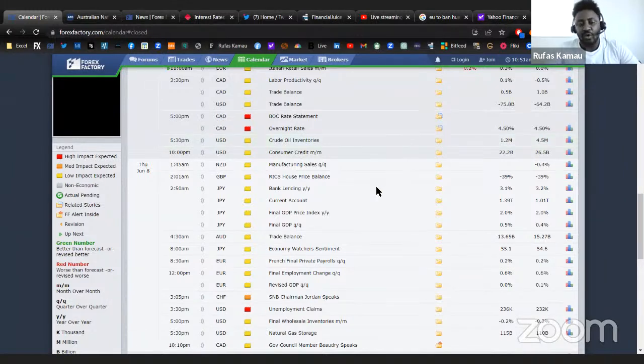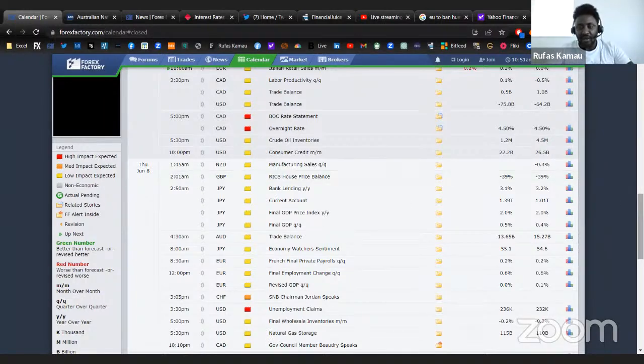And as we head into tomorrow before the session, we will be seeing manufacturing sales for New Zealand, RICS house price balance in the UK, and a host of Japanese data. This ranges from bank lending in Japan, current account, which is the difference between exports and imports, final GDP price index year over year, and final GDP quarter over quarter for Japan. So all the 4 data points, even though each data point individually is low impact, I expect some high impact to come as a result of the 4 different news announcements.